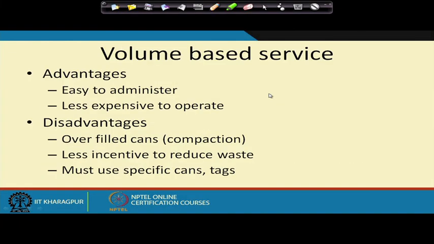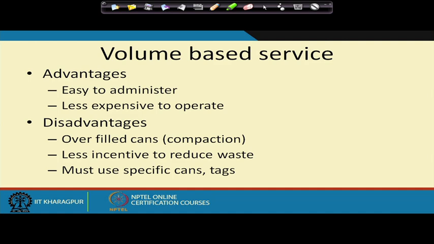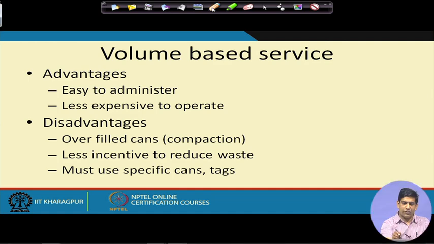Pay as you throw is becoming a popular concept now, so that the more waste you produce, the more money you pay. Volume based is easy to administer. You have those prepaid bags or trash cans of typical sizes, and based on that you pay a flat fee: if you use this bag, it costs this many rupees; if you have this size of trash can, this much is your monthly fee. A smaller trash can, less money you pay. So it's easy to administer and less expensive to operate. Once you decide something, you can just keep on following that.